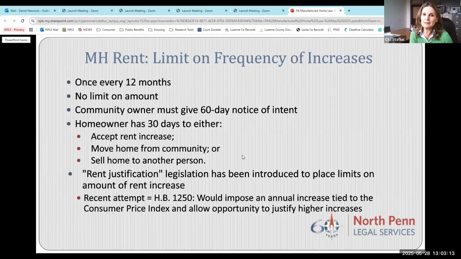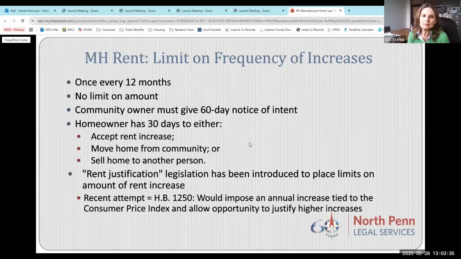You also need to give 60-day notice to your resident as a community owner. And the resident has 30 days to accept it, or let the community owner know that he's not going to accept it. And at that point, you're going to have 30 additional days to move out or sell your home.